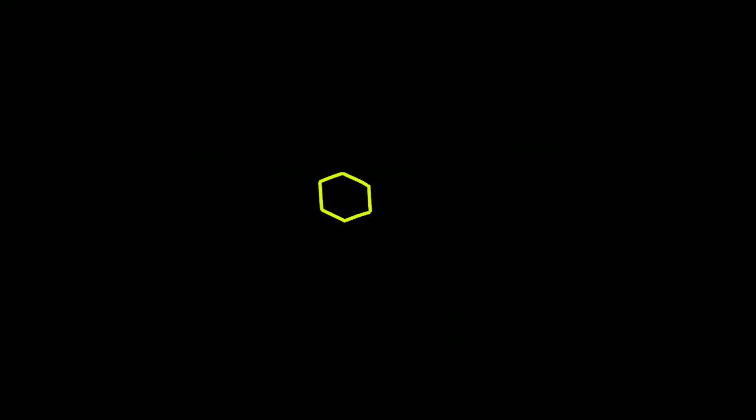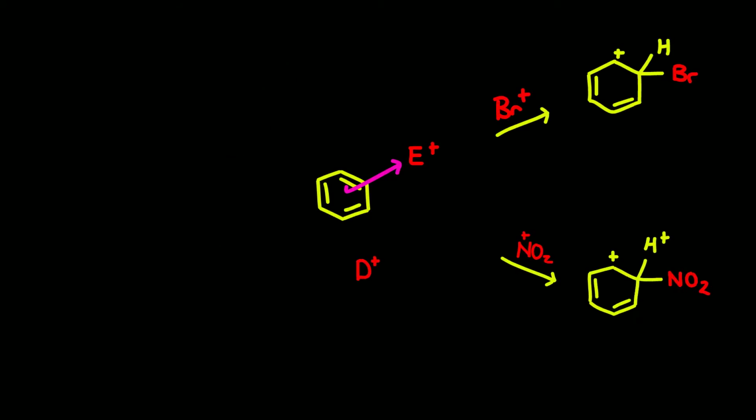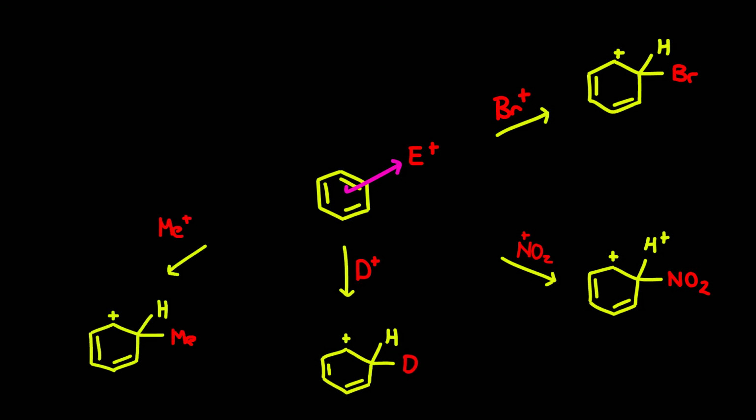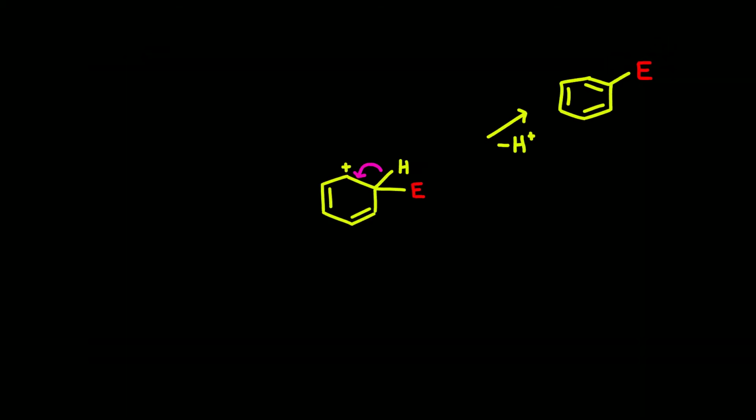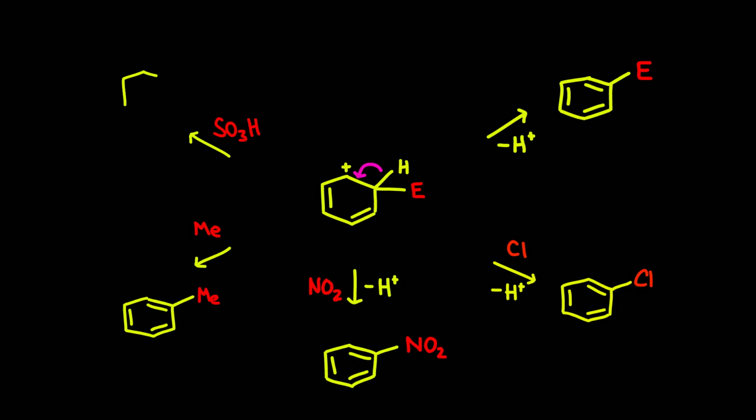What could that electrophile be? Well, it could be Br plus in a bromination, nitronium, that's NO2 plus in a nitration. It could be a deuteron. It could be methyl plus in a methylation, or it could be SO3H plus in a sulfonation. And when the proton is lost, we get bromine substitution products, nitro substitution products, methyl substitution products, and sulfonic acid substitution products. All the same concept.